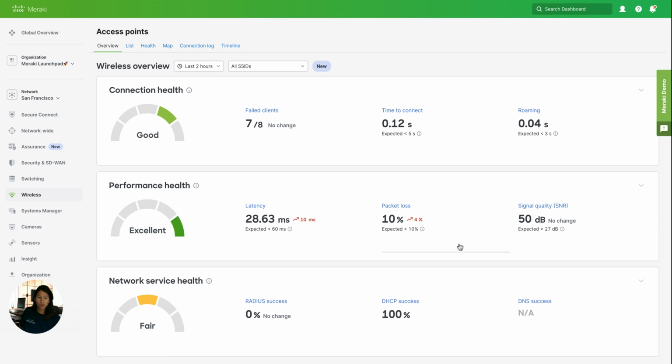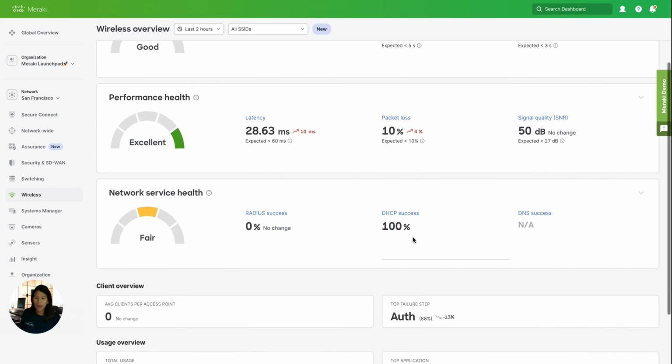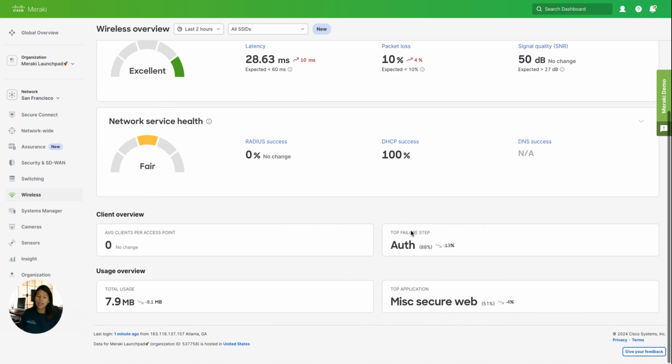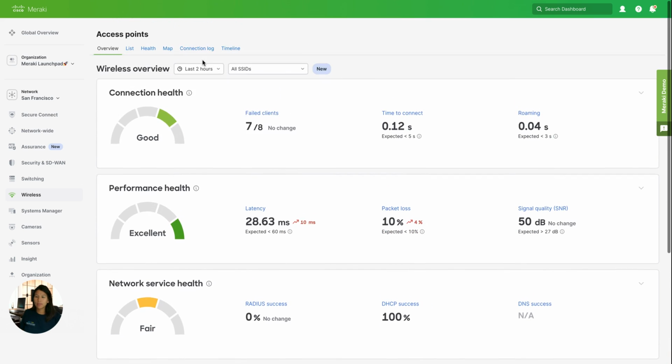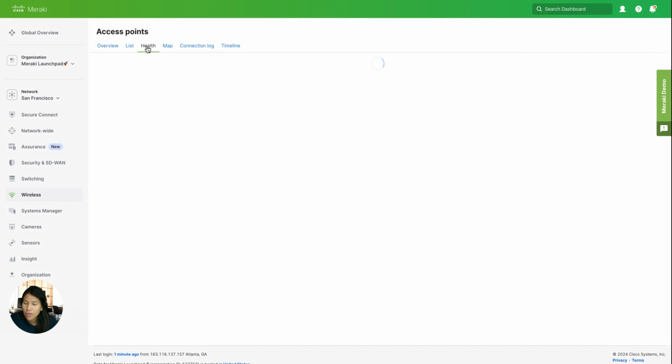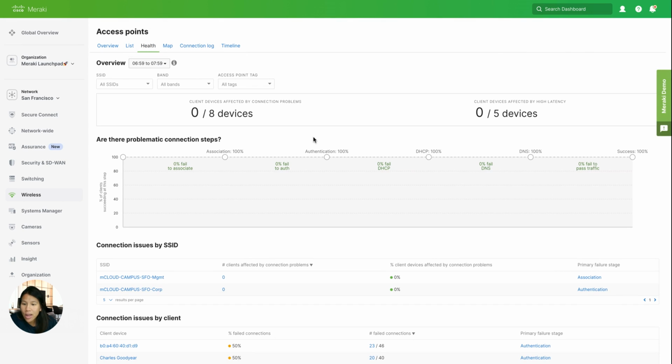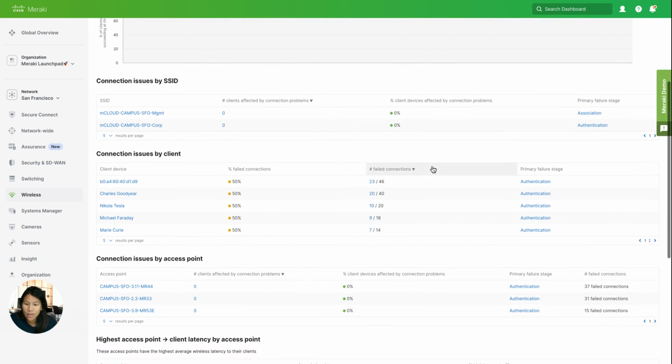The performance health is also quite good. Latency is not too high. Packet loss is not too high. And I see that in terms of service health, that means the RADIUS server, or the DHCP server, or DNS server, everything is okay. Another thing I can see from here is the health of my devices, and everything is working well. I can see that I have some devices that are having problems, and always the problem is authentication.